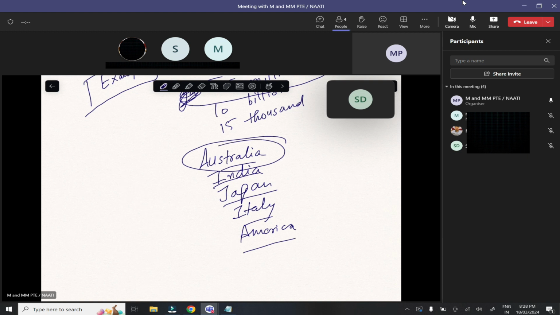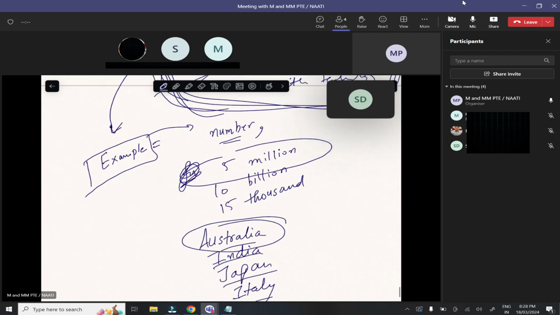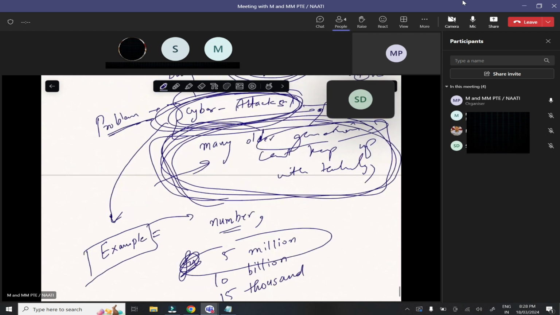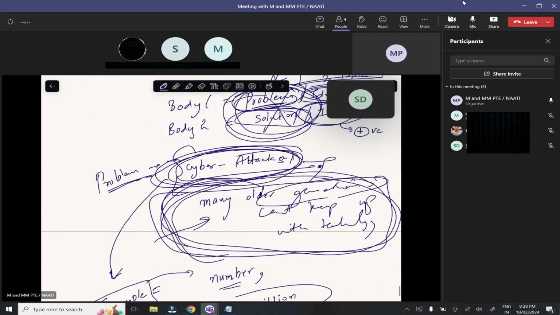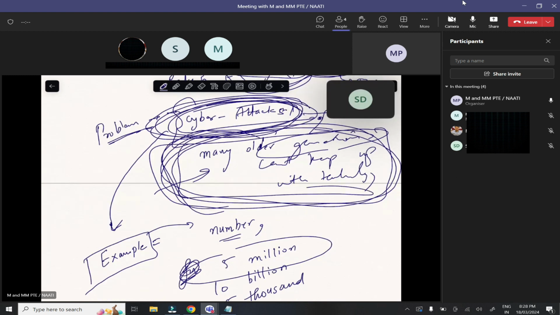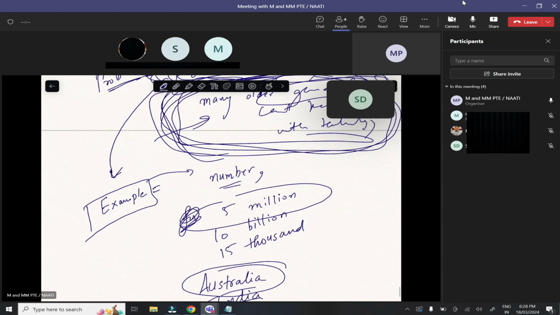So I would say, for example, research conducted in the past decade shows that in Australia, around 5 million cyber attacks happened, and people lost so much money because of that. If I was using my cyber attack idea, I can repeat the keywords, that's fine, because I'm trying to relate to them anyway. And if you use this problem, many older generations can't keep up with technology, then you could have said, research conducted in the past decade shows that in Australia, around 5 million people who were above the age of 50 lost $20 million to scams.